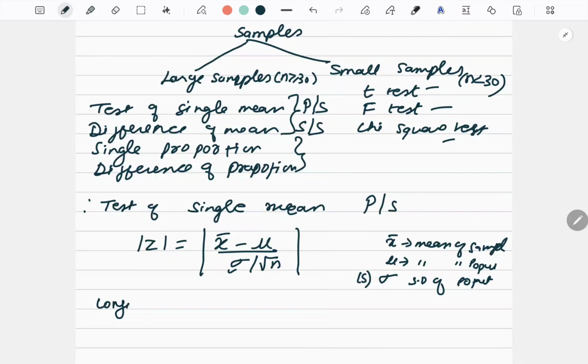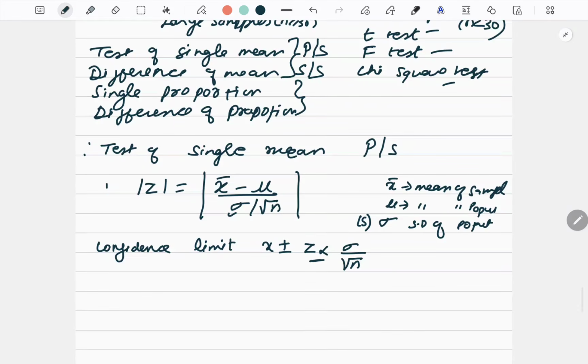Correct? Now in this, sometimes they ask for the confidence limit also. So what is the confidence limit formula? Confidence limit is x bar plus minus z alpha sigma upon root n. Now z alpha will depend upon what I have mentioned in the question, 95% or 99%. Right? So these are the two formulas. First you have to remember 1 and 2.